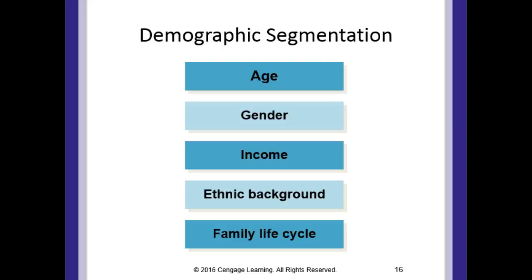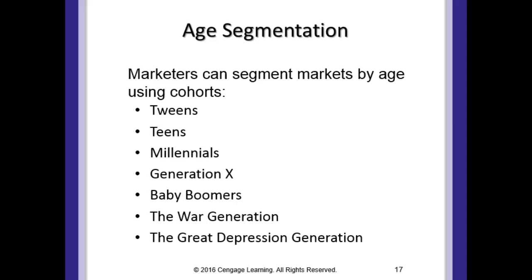Number 2 is demographic segmentation. I would know a couple examples of demographic segmentation as well. Some of the most common ones are on the screen, and they're going to use these different demographics to be able to segment the market into smaller groups as well. Age segmentation, you're familiar with the different ways that markets are broken down by age. We've talked about these already, so this is just a little bit of a review.